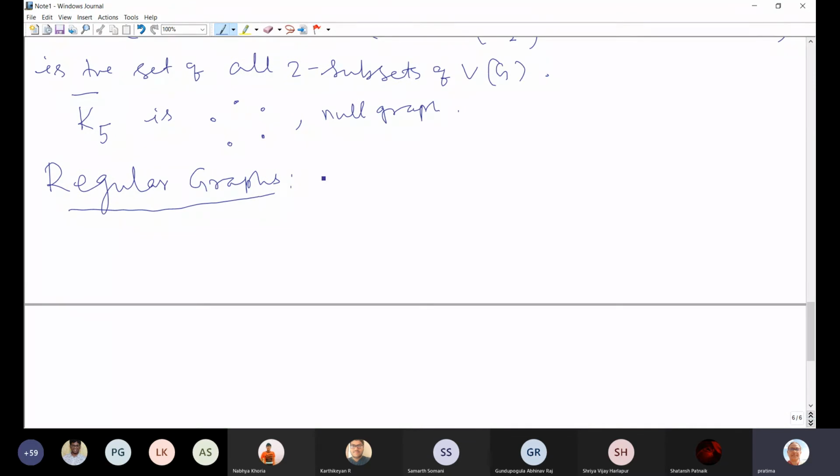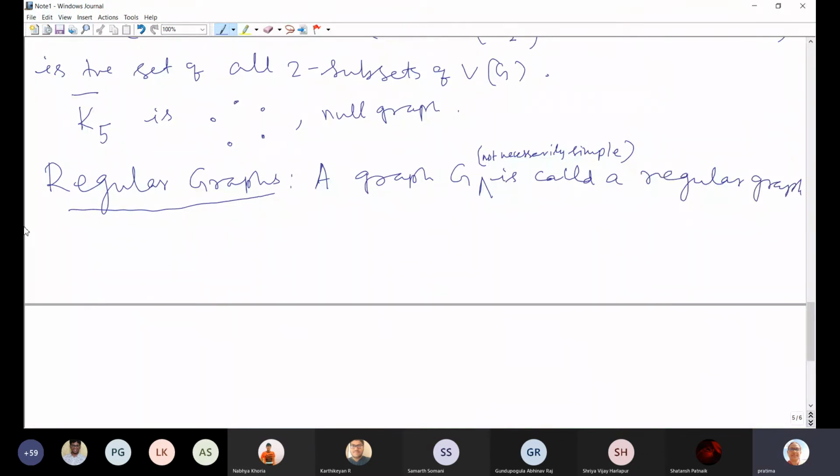Let me write that: any graph G, not necessarily simple, is called a regular graph if every vertex has the same degree, if all the vertices have the same degree.